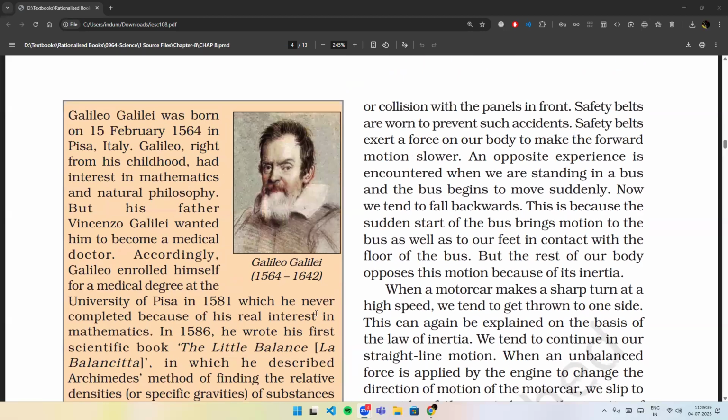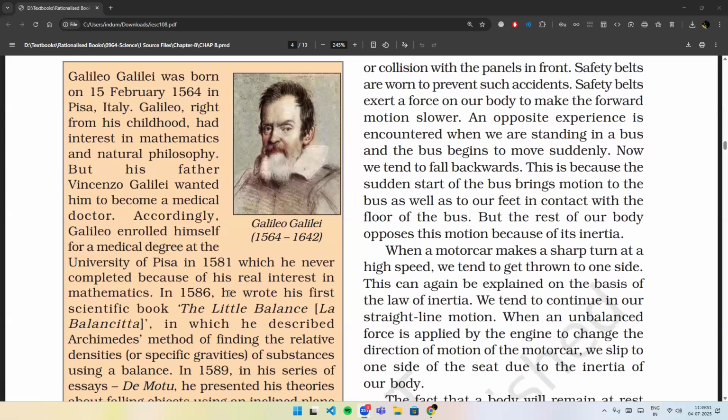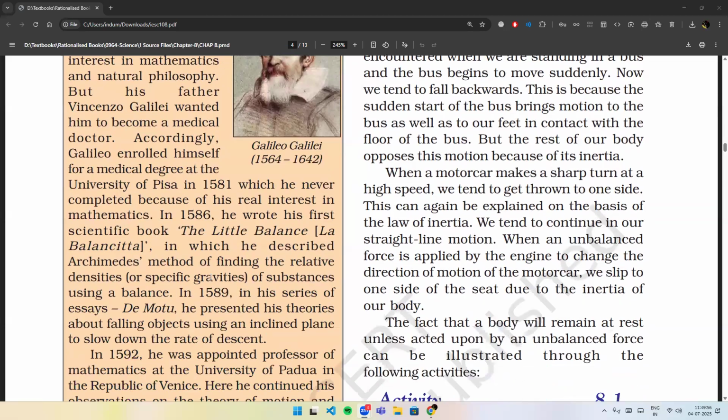Galileo Galilei was born on 15th February 1564 in Pisa, Italy. Galileo, right from his childhood, had interest in mathematics and natural philosophy, but his father, Vincenzo Galilei, wanted him to become a medical doctor. Accordingly, Galileo enrolled himself for a medical degree at the University of Pisa in 1581, which he never completed because of his real interest in mathematics.